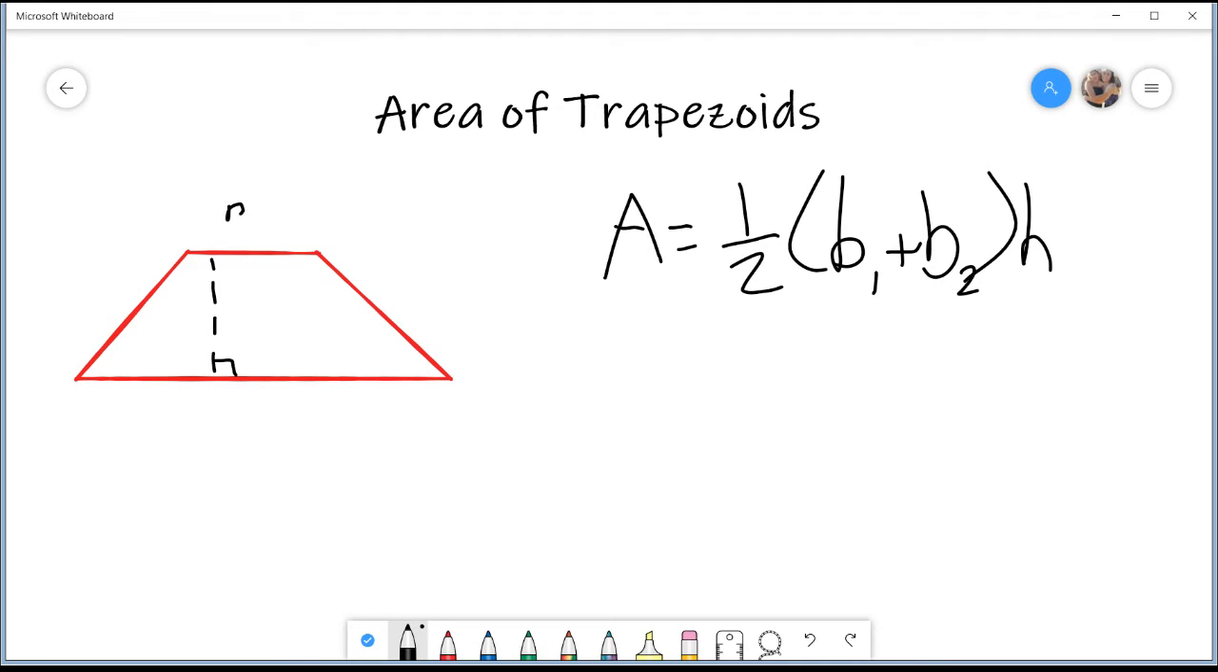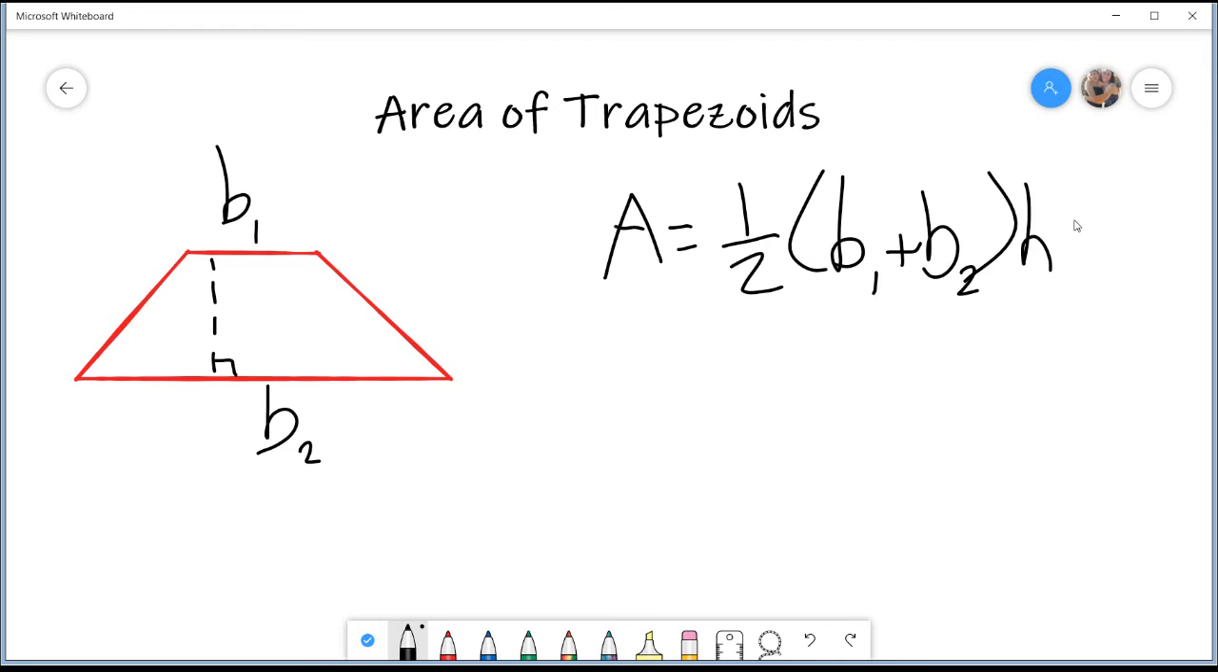So I may pick the top to be B1 and the bottom to be B2, but you can pick the other way around as well. What we're doing when we are finding the base 1 plus the base 2, we're going to end up finding the average of that. And the average is what's going to help us find the area.